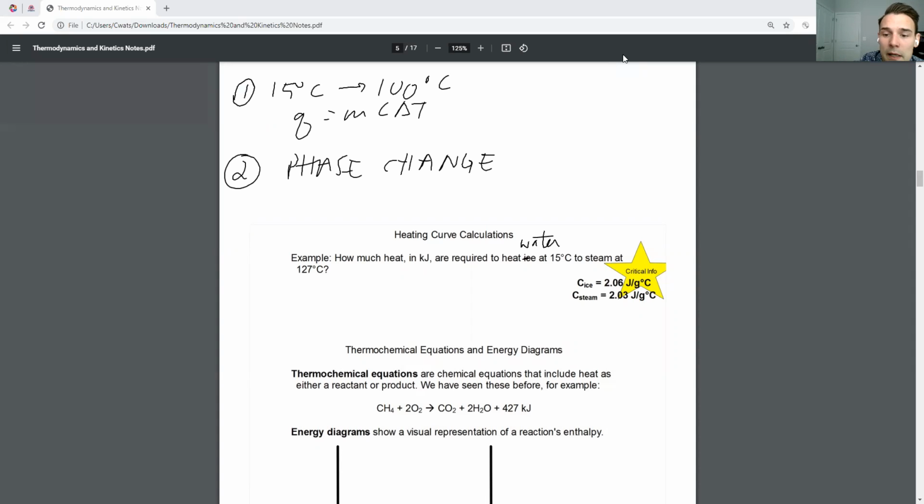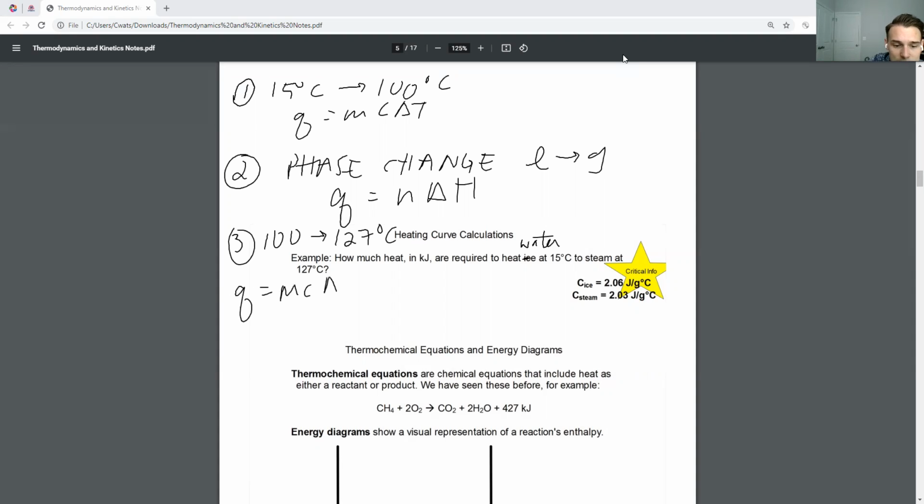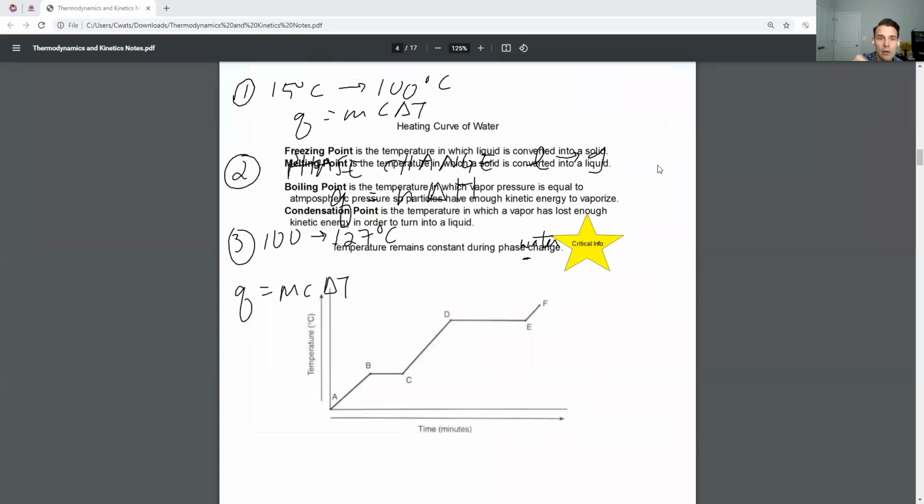Okay, we're going to go from a liquid to a gas, and that's going to be Q equals n delta H. And then finally, for the third step, I'm going to be doing from 100 to 127 degrees Celsius using Q equals mc delta T. Those are the three steps that I need to do. And then my answer is just going to be all three of those things added up. Okay. So it's like we're following along on this heating curve.